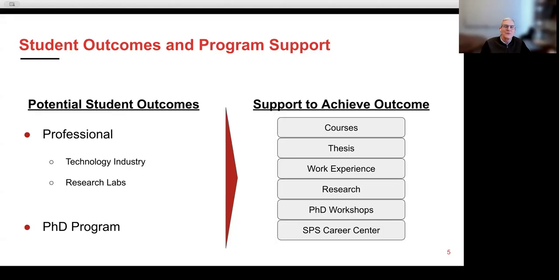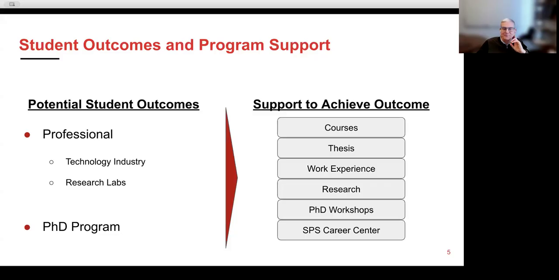Then for the people that are interested, both from a professional perspective and a PhD program perspective, we have the SPS Career Center, where they have resources to really help people with the challenge of getting a position in the desired company that they want to go to.